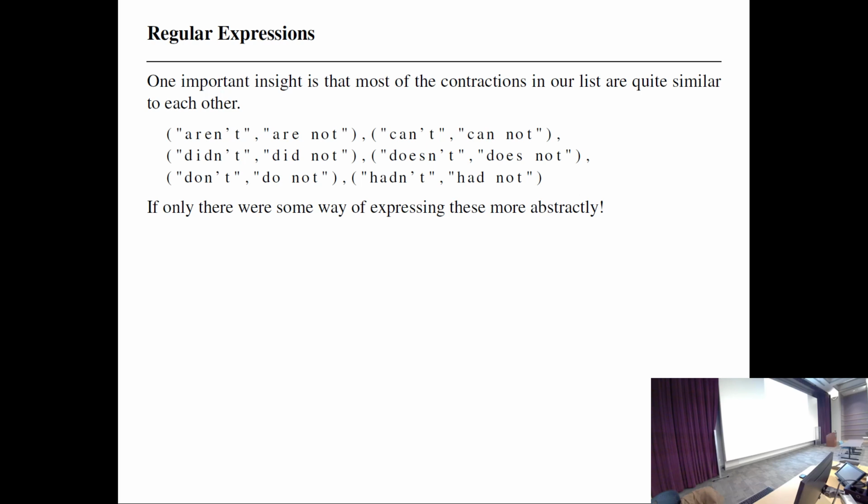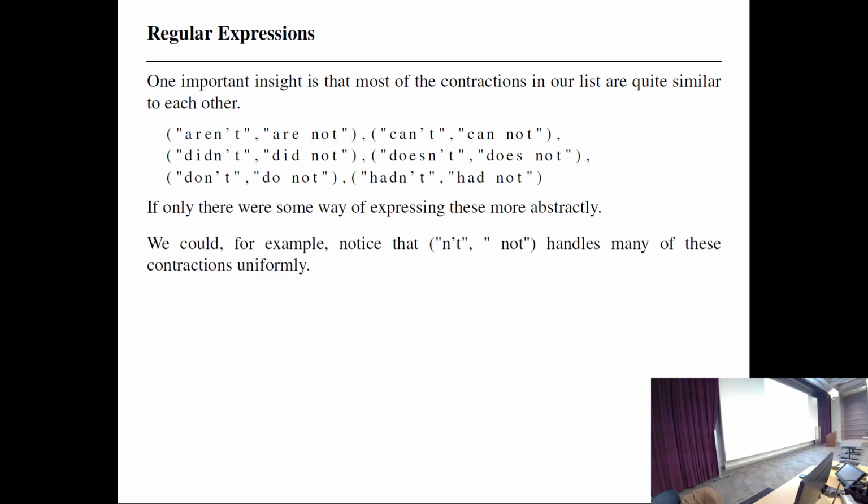Moreover, these regular expressions don't just exist in Python, they exist in almost every other programming language. They exist in Perl, they exist in C, they exist in C++, they exist in Java, usually as libraries that you import. And by and large, the regular expression language is the same throughout, regardless of language. There are small syntactic variants. So the insight here comes from noticing that most of these really have a lot of similarity. And here, for example, the N-apostrophe-T could just be handled with the substitution for space not.